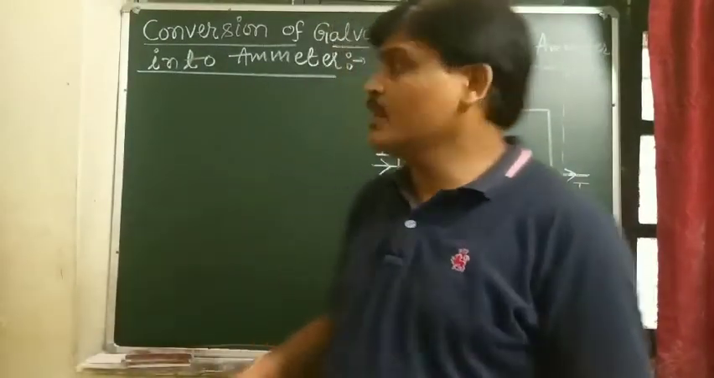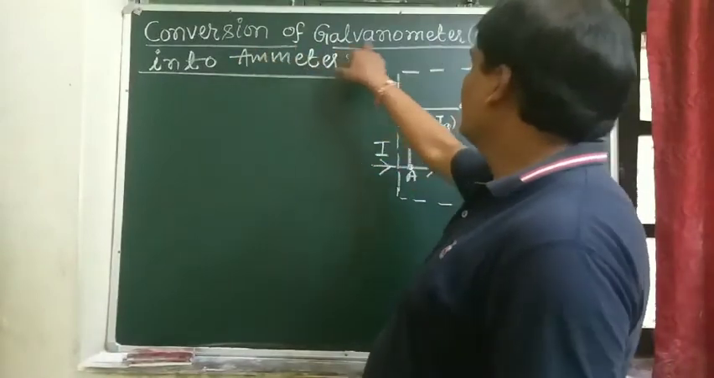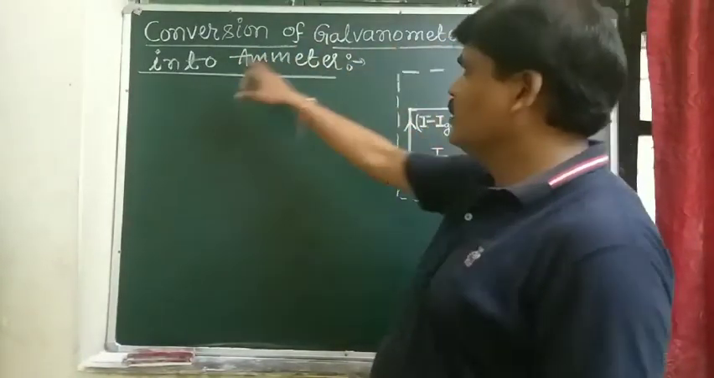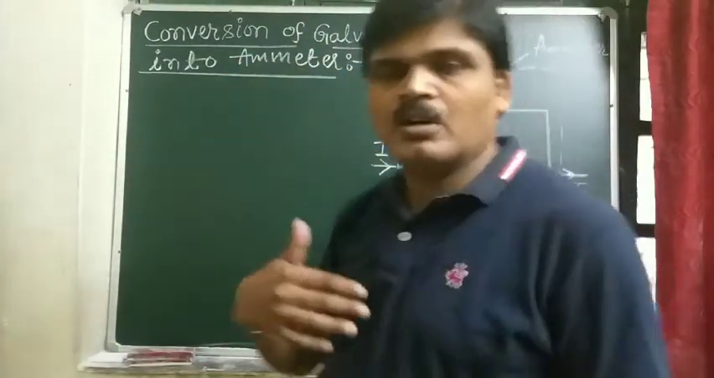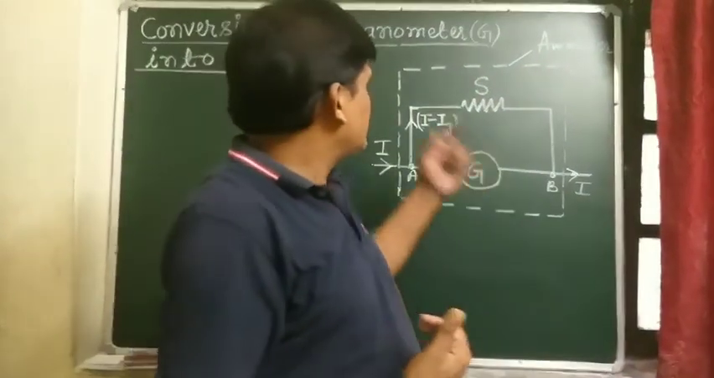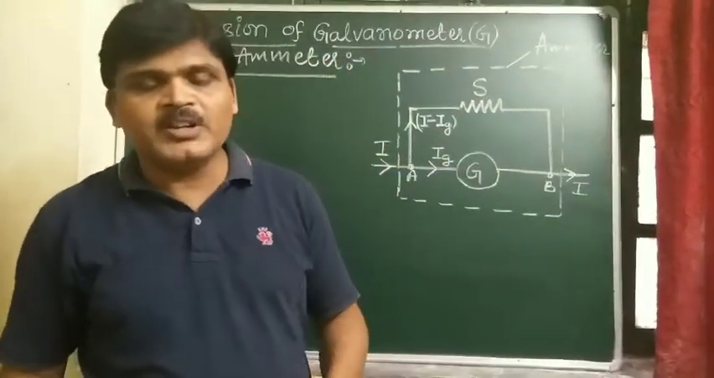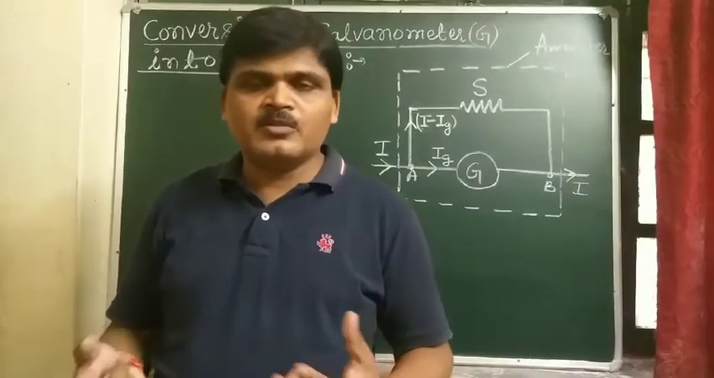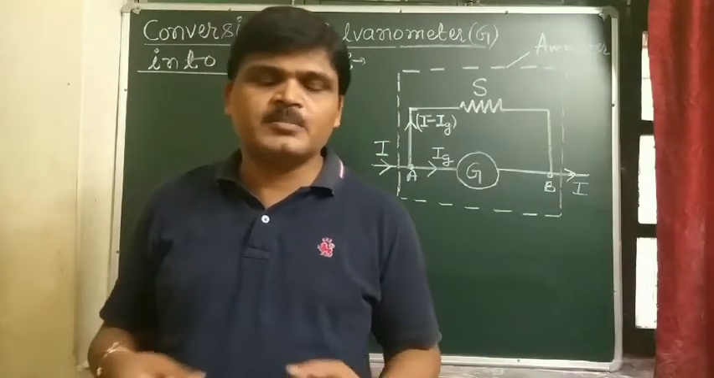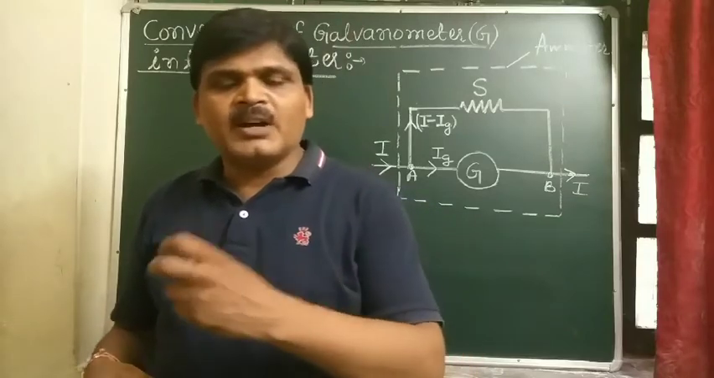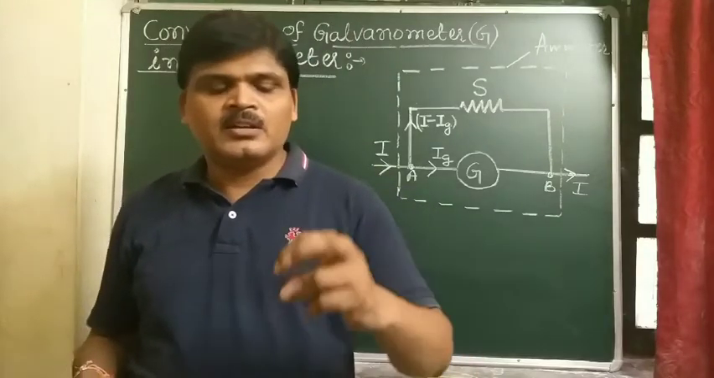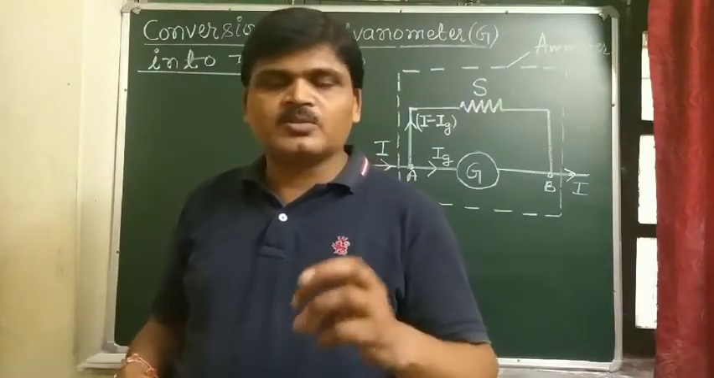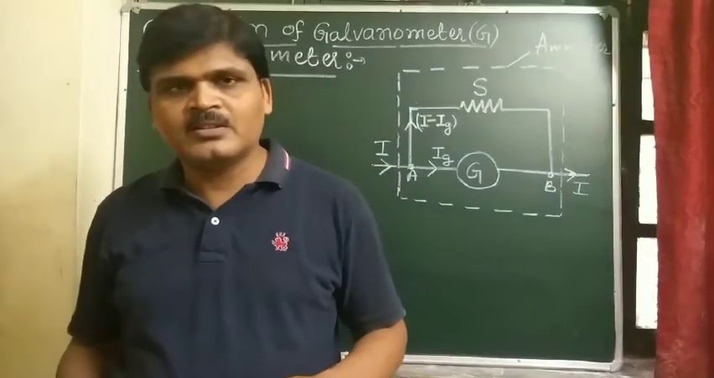Next topic, student: conversion of galvanometer G into ammeter. So, how will we convert a galvanometer into an ammeter? Student, you know that an ordinary galvanometer is a very sensitive device. For a microampere current, the needle of the galvanometer shows full scale deflection.